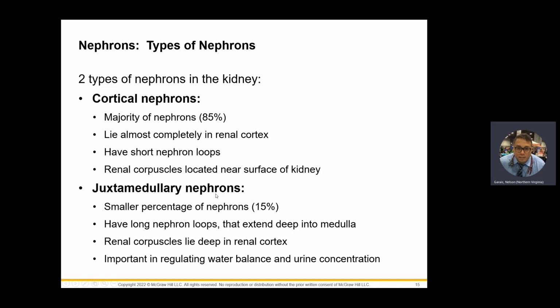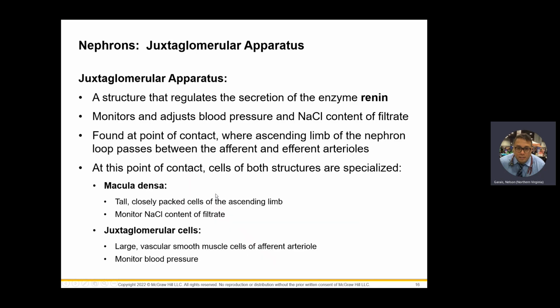And we already talked about the JG cells. What were the JG cells? What are they going to do? You're going to think what? Blood pressure and sodium chloride. And that makes sense because wherever salt goes, water goes. And if I have too much salt, what's going to happen to my blood pressure? It's going to go up. If I have too little salt, my blood pressure will go down.